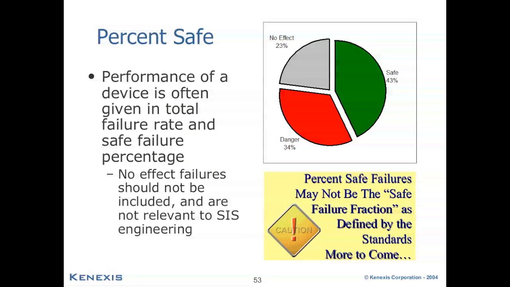The percentage of safety within the device determines the performance of the device, and no-effect failures when looking at this percentage should not be included and are not relevant to the SIS engineering. Now, ISA 84 defines a term as safe failure fraction, and it's important to note that what we define as safe failure percent here may not necessarily be the same as that, but we'll discuss that a couple of slides ahead.